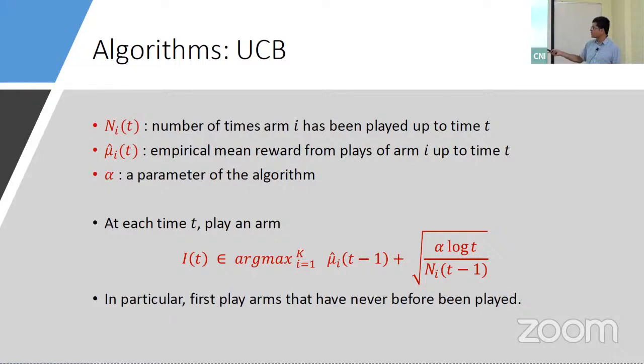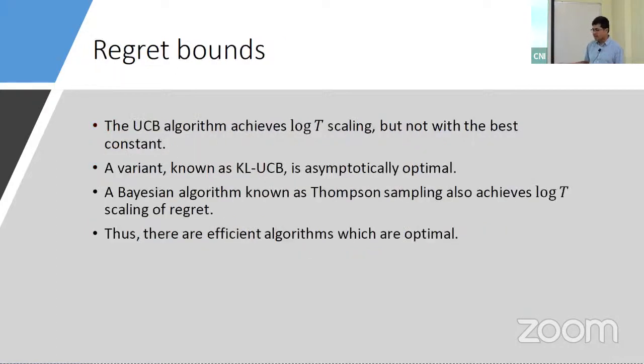And this is the UCB. And that achieves log t scaling, but not with the best constant. And this has been subsequently modified by a variant called KL-UCB, for obvious reasons, and that has been shown to be asymptotically optimal for single agents. And then there's also this Bayesian algorithm I mentioned, known as Thompson sampling, which also achieves this. And so there are efficient algorithms which can achieve the theoretical best.